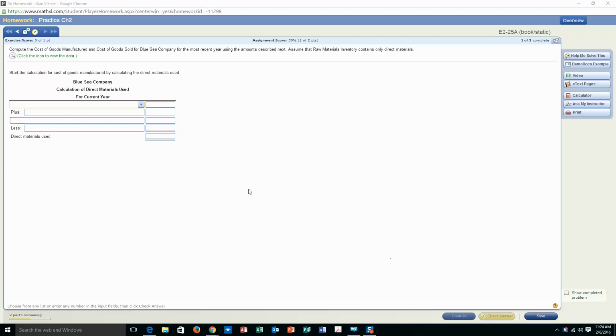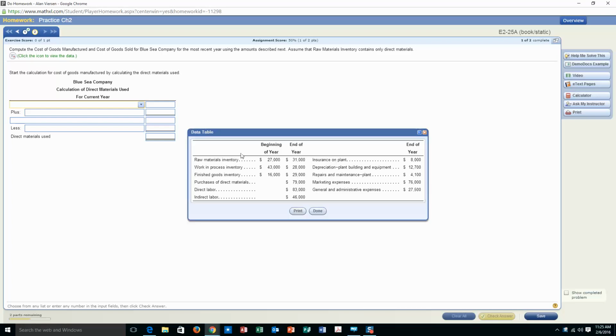Hi class, this is Professor Viersen again, and I'm going to take a look at problem number 8 in your Chapter 2 homework. This problem says compute the cost of goods manufactured and cost of goods sold for Blue Sea Company for the most recent year using the amounts described next, assuming the raw material inventory contains only direct materials.